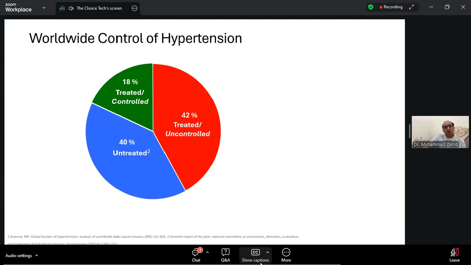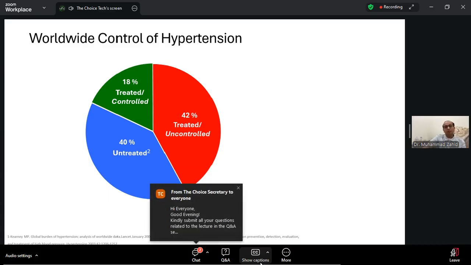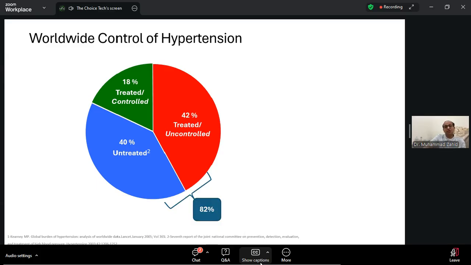So we know that about 40% of the patients who have hypertension remain undiagnosed. Nearly another 40% are diagnosed and treated, but their control remains poor, and only about 20% are treated and have good control as well. So looking at it, about 80% of the patients with hypertension are either undiagnosed or treated, but the control is not achieved. And why is it so?